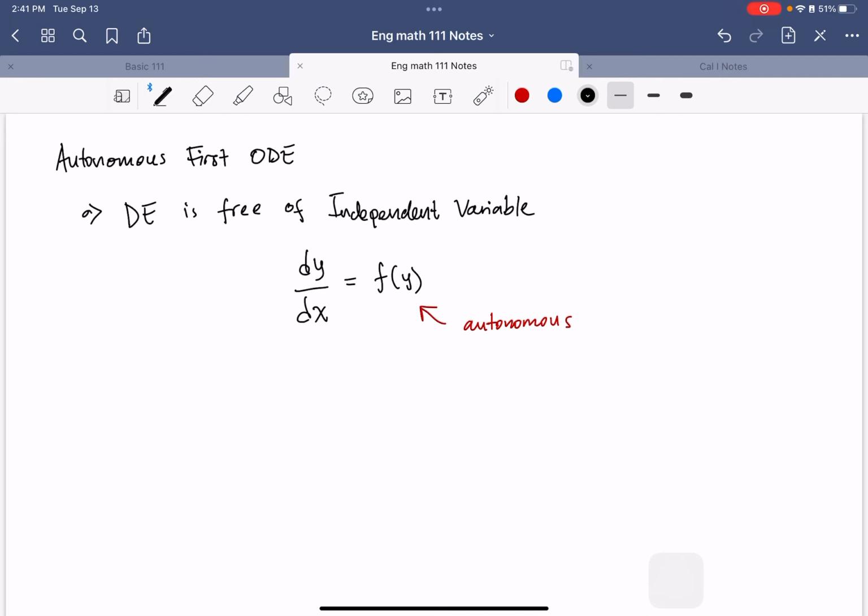So we can also say it's free of the independent variable, or the independent variable does not explicitly appear. Okay, let's see if we have dy over dx equal to 1 plus y and 1 minus y. Or we can say 1 minus y squared, also fine, but let me just factor it as 1 plus y and 1 minus y.